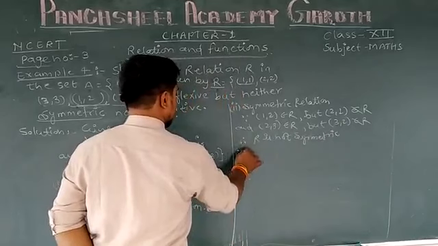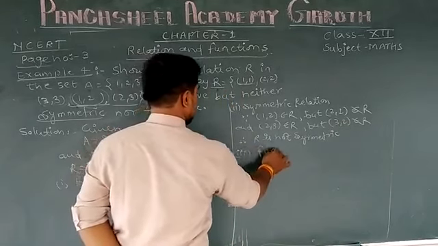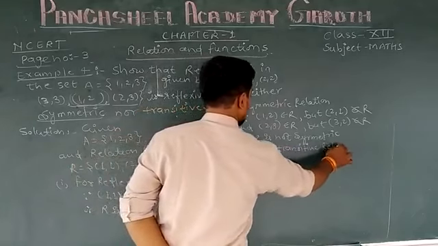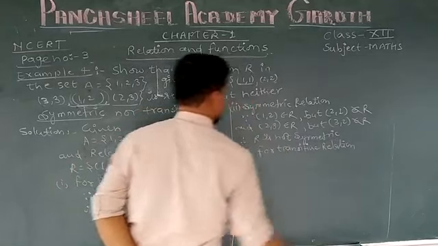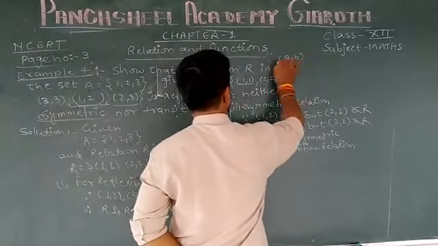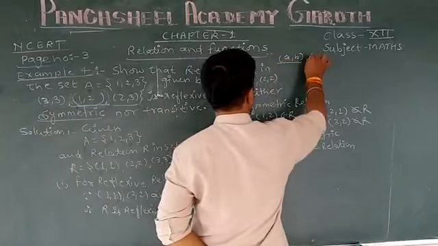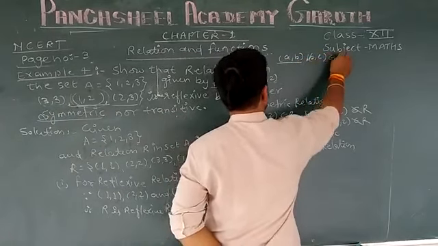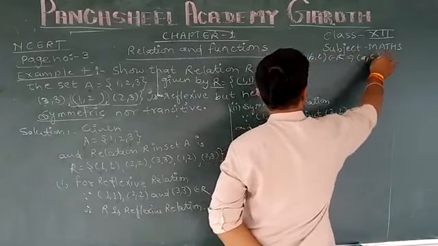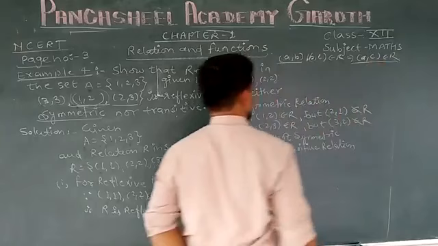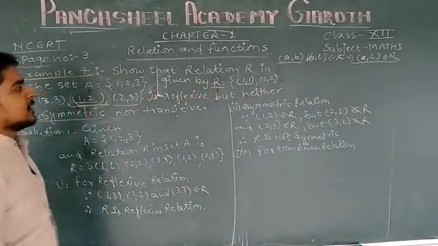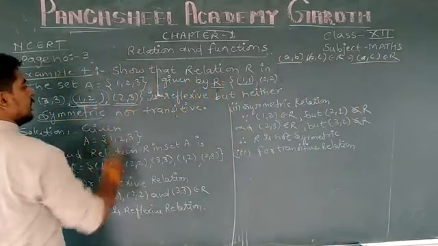In the third, we have to check transitive relation. For transitive relation, we know that if ordered pairs (a,b) and (b,c) both belong to relation R, then the ordered pair (a,c) must also belong to R. Now, (1,2) is like (a,b) and (2,3) is like (b,c).